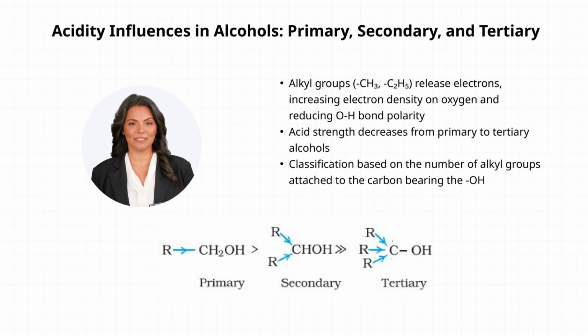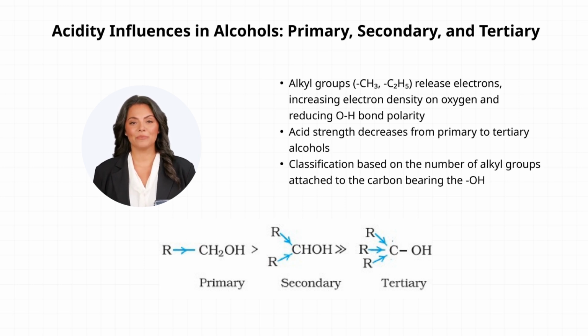Understanding acidity strength requires us to look at the structure of alcohols more closely. Alcohols can be primary, secondary, or tertiary based on how many alkyl groups, or carbon-containing groups, are bonded to the carbon atom connected to the hydroxyl -OH group. See the structures displayed. Primary alcohol has one alkyl group and two hydrogens. Secondary has two alkyl groups and one hydrogen. And tertiary has three alkyl groups and no hydrogens.